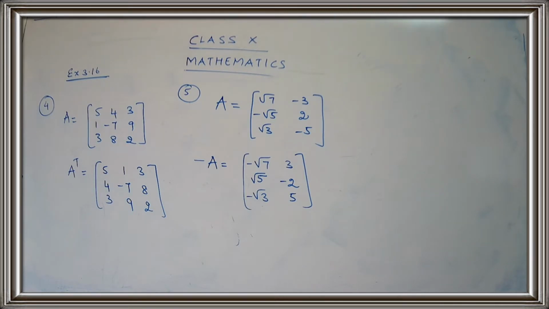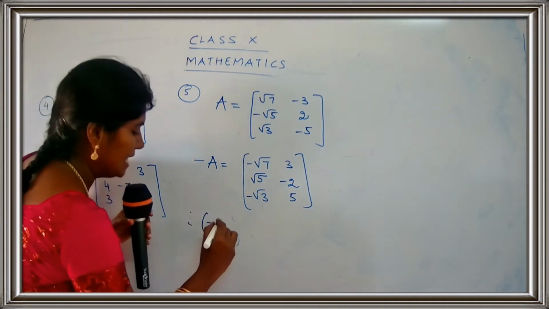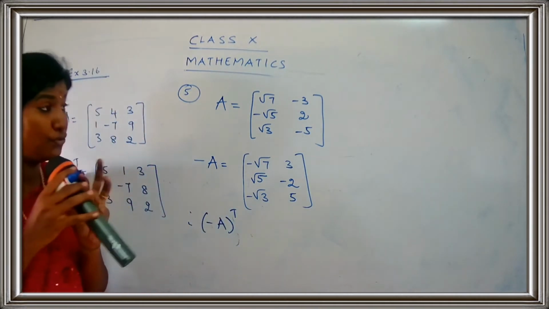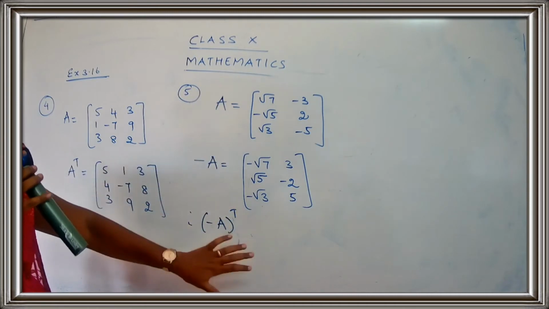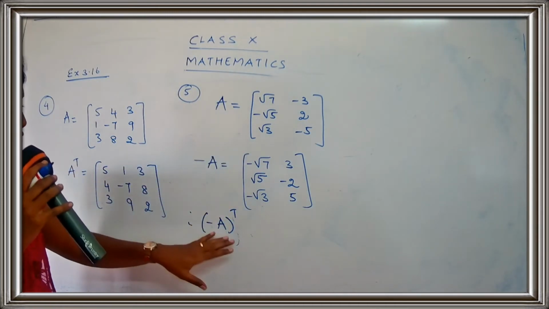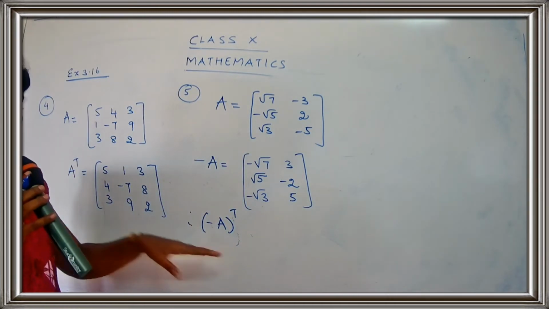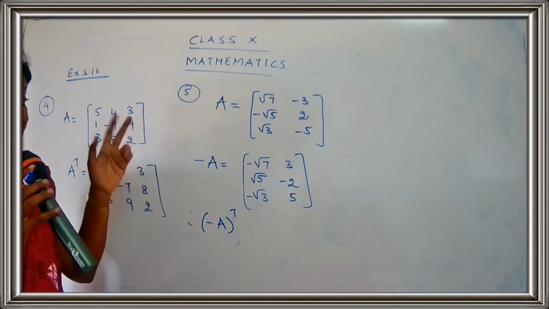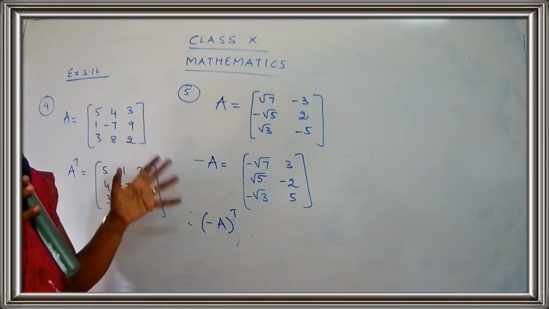Have you found the value for minus A, children? Are you clear with this step? Okay. So now what are we going to do? We are going to find the transpose of minus A. Now this is very easy, yes children? Shall we proceed? Yes. Let's start with the work. Therefore, minus A transpose. So you are not going to follow the A matrix. You are going to follow the minus A matrix. So you have to take the transpose of minus A. You know what is the meaning of transpose, yes children? Interchange row into column.